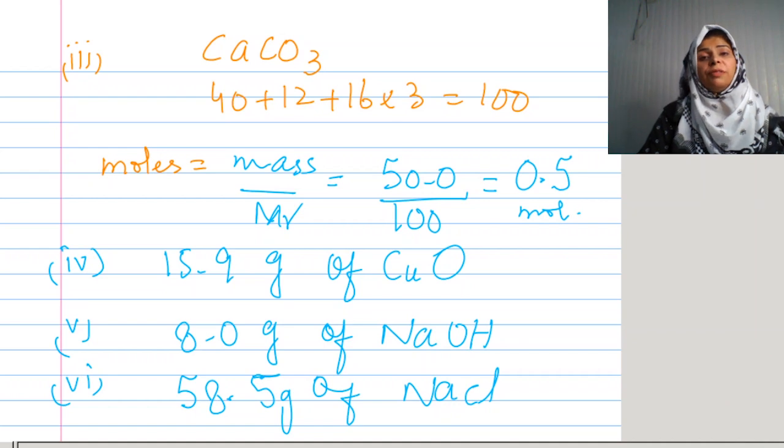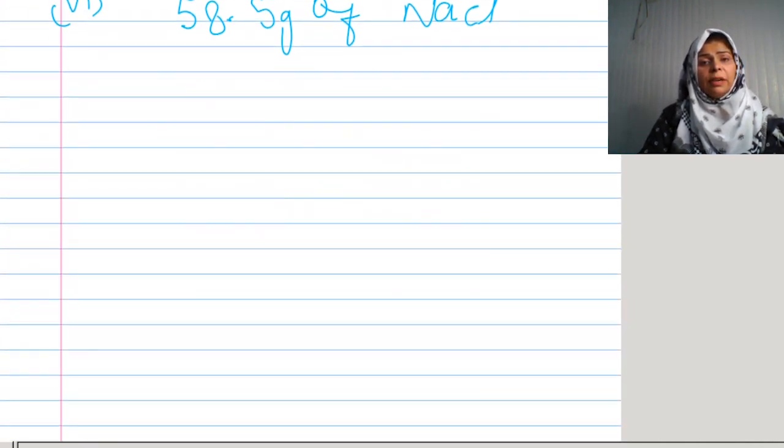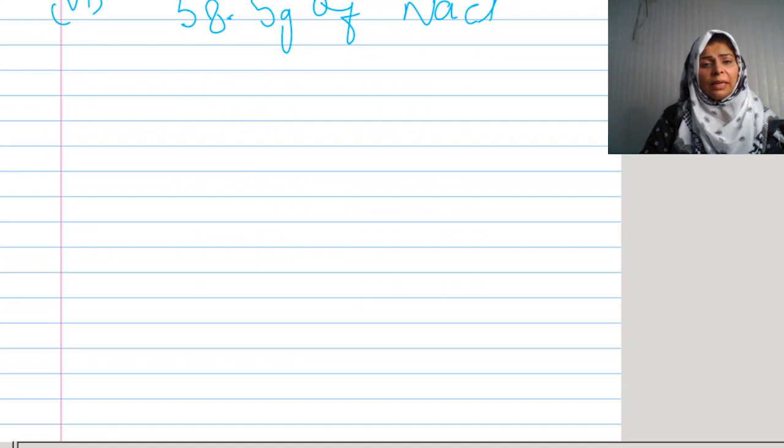So this is the way through which we will calculate the moles of the substances. If we have a formula like this, you can check the formula.